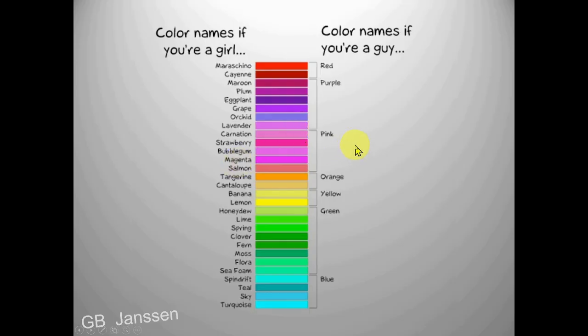Oh, and I was looking for bar charts and that for colors. I saw this. I thought this was kind of interesting. Color names if you're a girl, and it's got some good ones in there. Grape, orchid, strawberry, bubblegum, salmon, tangerine, etc. All kinds of names you would have no idea what they are. But if you're a guy, you get red, purple, pink, orange, yellow, green, and blue. I thought that was kind of funny. I think it's kind of true also.